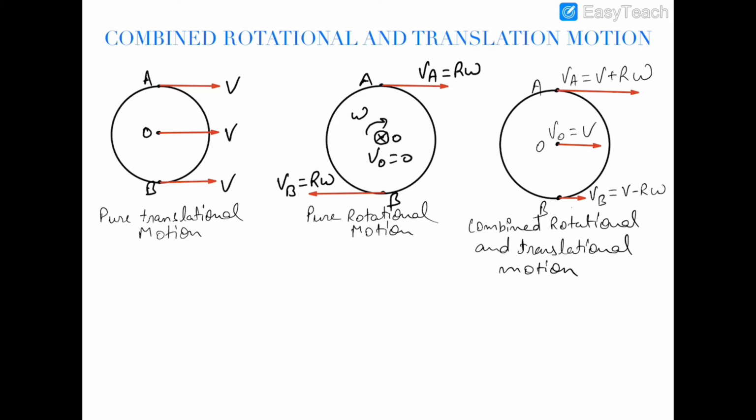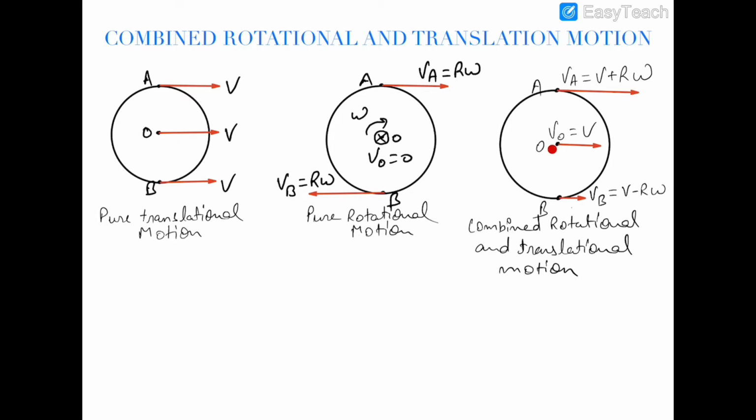Now, if this ring is only rotating about its central axis, I mean to say that if it is hinged about its center, and you can see that this is an axis which is passing through this point and is perpendicular to the ring. So if this ring is hinged about this point and only rotating about this axis, with angular velocity omega, then the velocity of point A will be r omega in the backward direction, and the velocity of point B would be r omega in the forward direction, and obviously the velocity of point O would be 0.